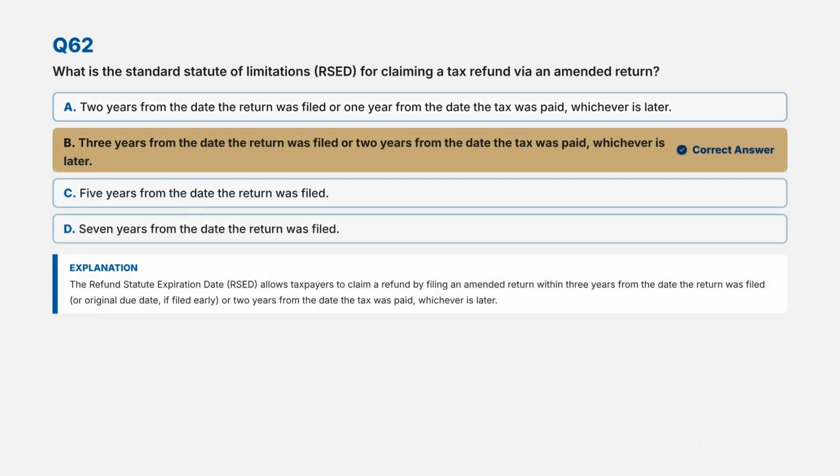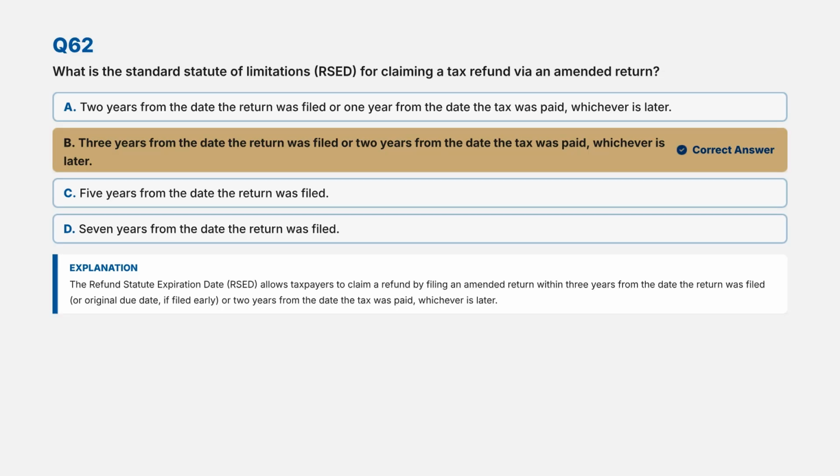The correct answer is B. 3 years from the date the return was filed or 2 years from the date the tax was paid, whichever is later. The refund statute expiration date, RSED, allows taxpayers to claim a refund by filing an amended return within 3 years from the date the return was filed, or original due date if filed early, or 2 years from the date the tax was paid, whichever is later. Great job so far.